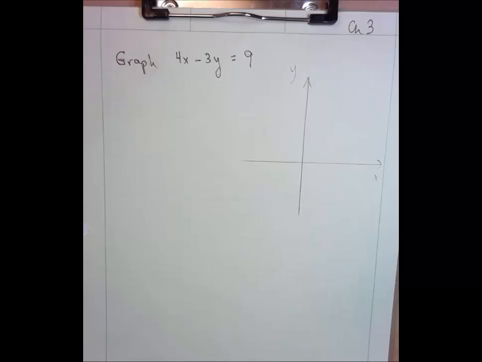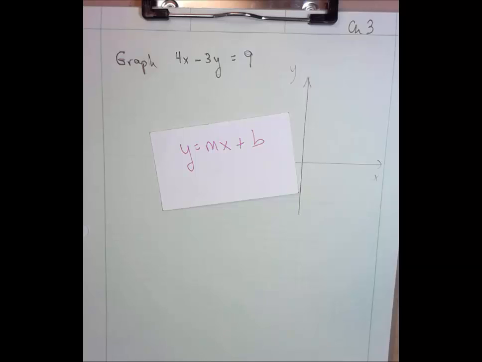Here is another example of graphing a linear equation. This topic is coming from Chapter 3 in your ALEKS integrated textbook. The equation we're about to graph is 4x minus 3y equals 9, and like in the last example, you might think, hey, let's play the y equals mx plus b card and rearrange this equation so that we can read off the slope and the y-intercept.